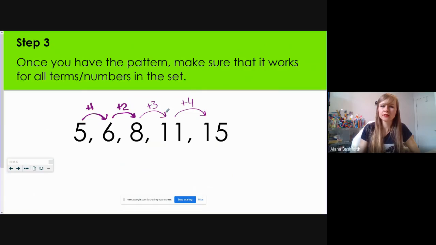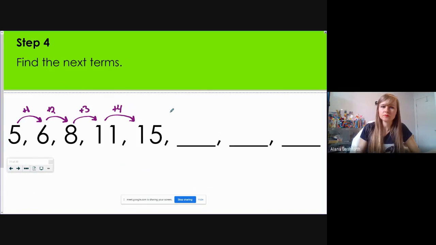1, 2, 3, 4. So if we were to continue this pattern, we would draw our arches. Don't skip this step. This is important. It makes things a lot easier if you do it this way. So we've got 15 plus 5 equals 20. Then 20 plus 6 equals 26. Then 26 plus 7 equals 33.